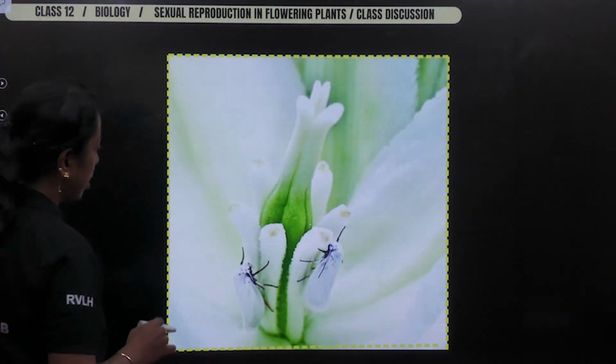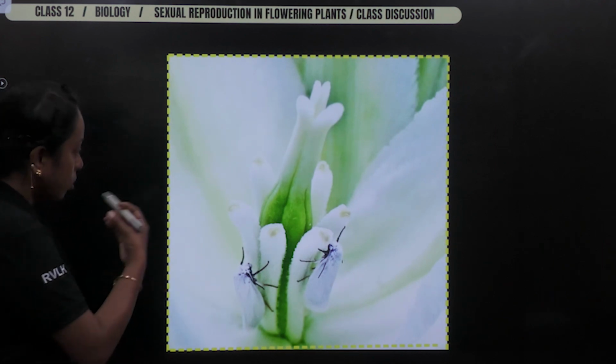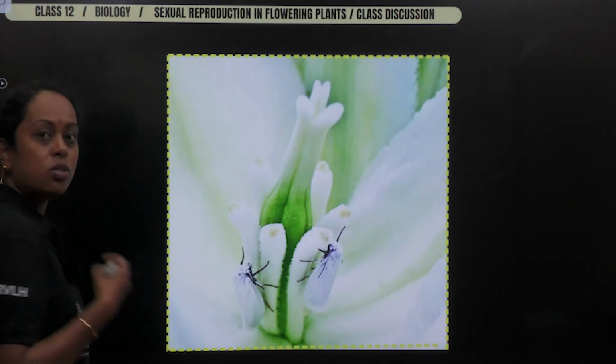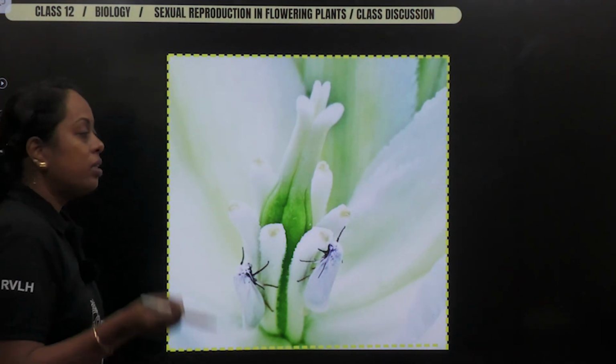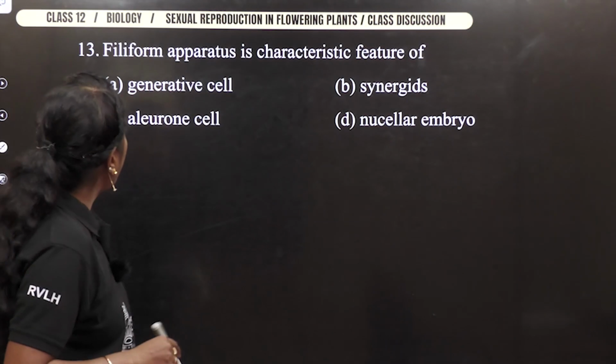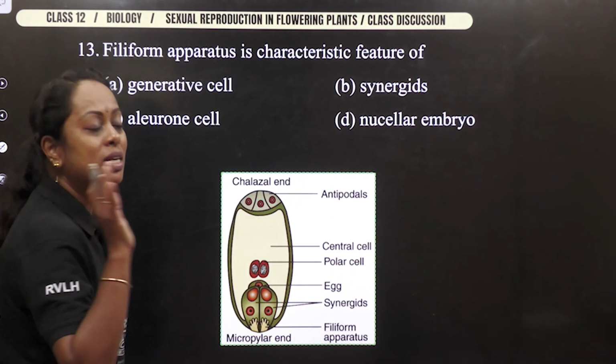Now please look into this particular picture which shows the flower and the moth. The moth goes to lay its egg in the locule of the flower's ovary, and in turn the pollination is also carried out. Okay, so let's move on to the next question. Filiform apparatus are characteristic of whom? Synergids.